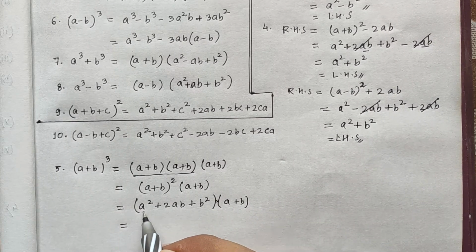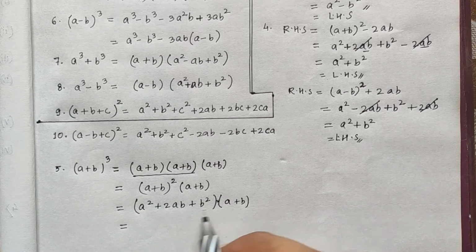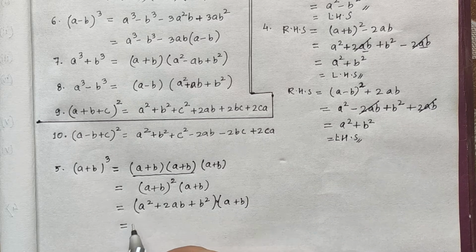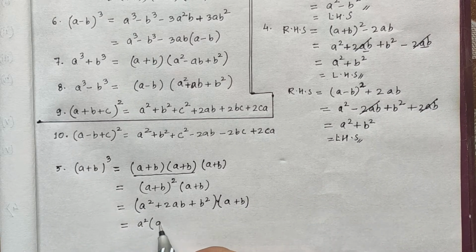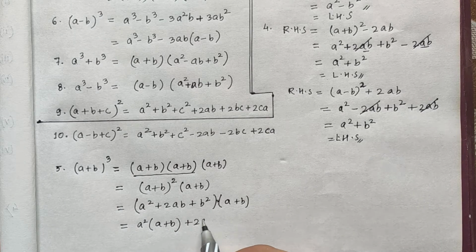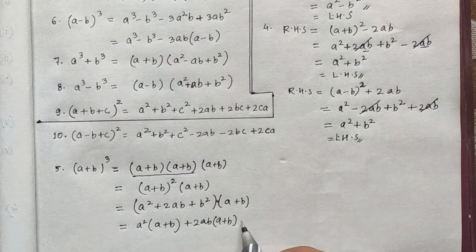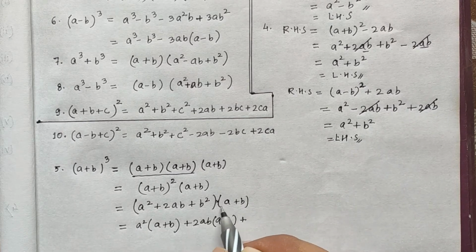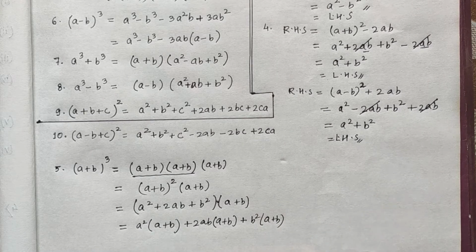And now we have to multiply a square with this. Again we have to multiply 2ab with this, and we have to multiply b square with this. So can we write like this? A square times a plus b, plus 2ab times a plus b, plus b square times a plus b.